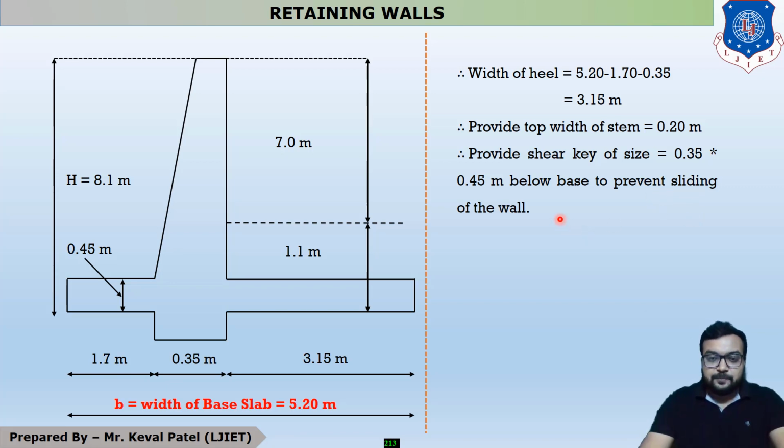So students, this is the end of our step number 2, and after that we have to find out stability checks, design of stem, design of heel slab, design of toe slab. All these steps remain the same as the design of cantilever retaining wall. So you have to refer to this video, not to Atul Prakashan's book.